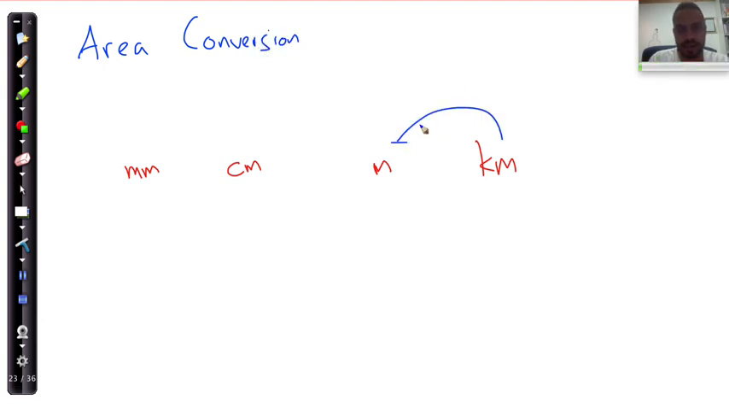I've got kilometers, I've got meters, I've got centimeters, and I've got millimeters. Now once again, I'm going to talk about area conversion over here. When I go from kilometers to meters, again from a larger unit to a smaller unit, I multiply by 1,000, because there's 1,000 meters in 1 kilometer. From meters to centimeters, I multiply by 100, because there's 100 centimeters in each meter. And from centimeters to millimeters, I multiply by 10.